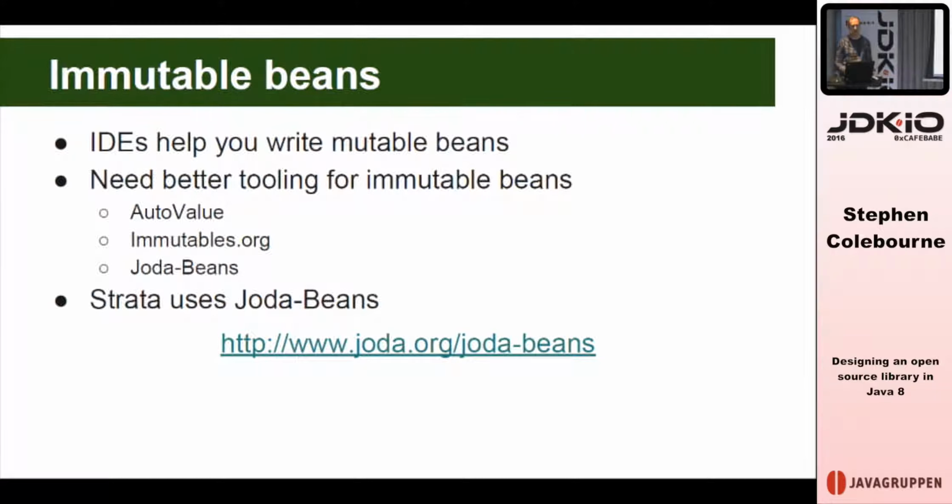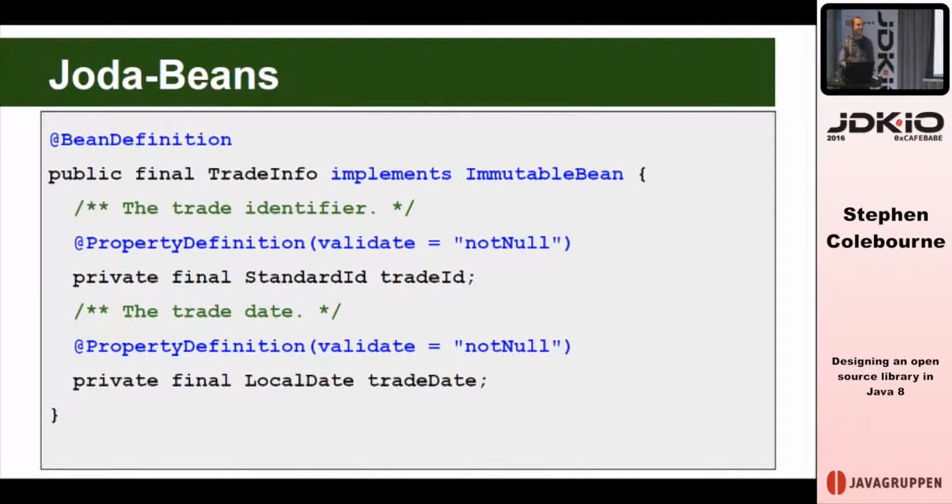Joda-Beans is different. Strata is using Joda-Beans, and Joda-Beans, as you might have guessed from the word Joda in there, is a project I wrote. So hopefully, yes, there's a slide on Joda-Beans. With Joda-Beans, this is the code you have to write to create a bean. You specify its @BeanDefinition. You do implements ImmutableBean. Joda-Beans will also generate mutable ones as well as immutable ones. That's your choice.